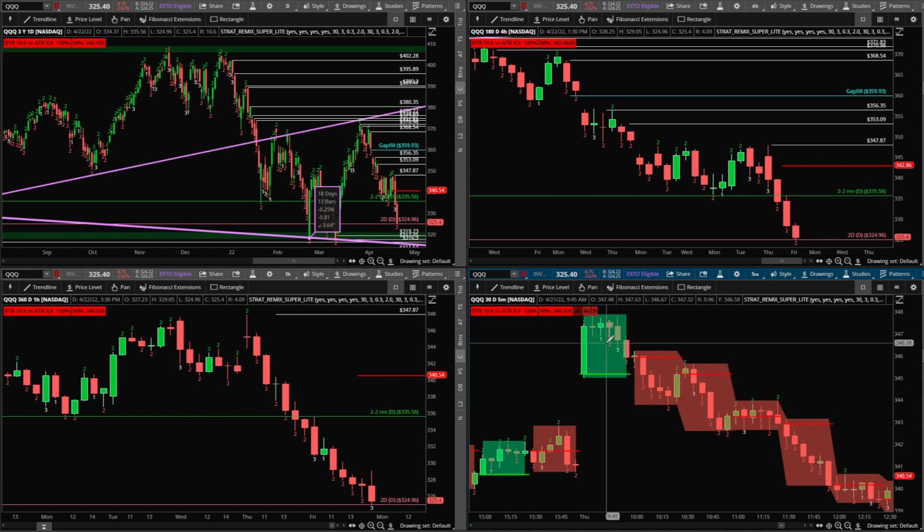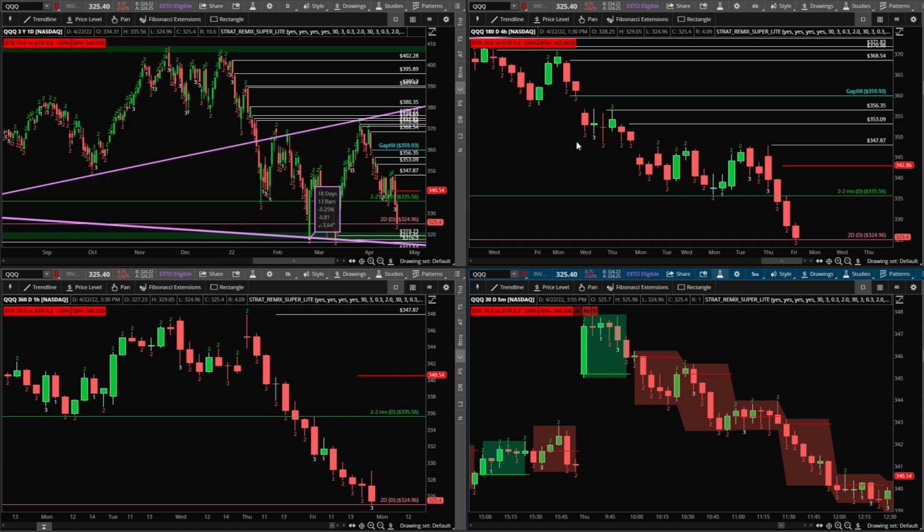So I can see that there was a 2 up, and now we have a 2 down, another 2 down, and a 1, and then a 2 down, and a 2 down. So that's all the overlay is. It's 30-minute candles, and you can change it. It's a Thinkorswim study that I've put in the studies channel.